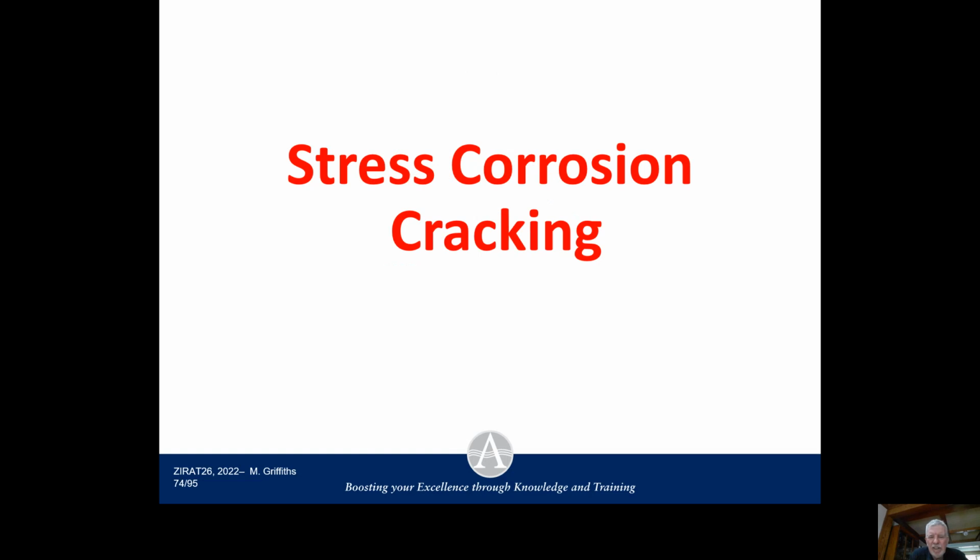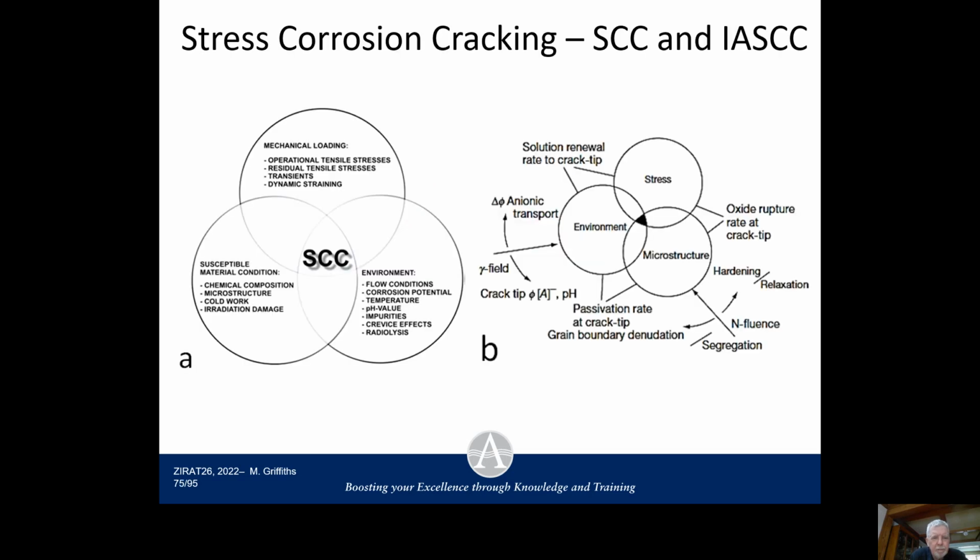Okay, so I'm going to finish now. I've got 20 minutes left. I'm going to finish now and talk about stress corrosion cracking. You've probably all seen this kind of thing, where stress corrosion cracking is a combination of 3 things. It's the environment, the stress or mechanical loading, and having a susceptible material.